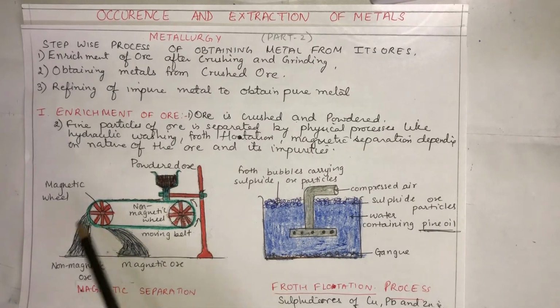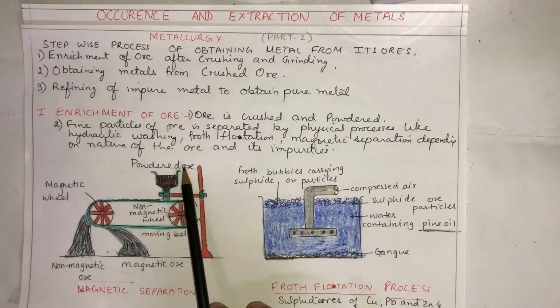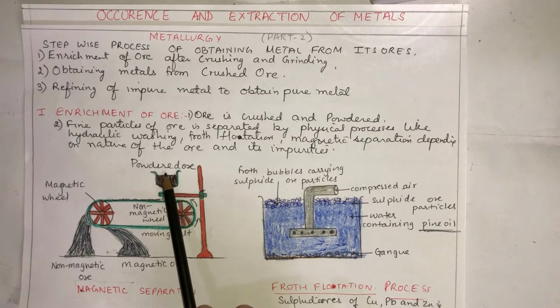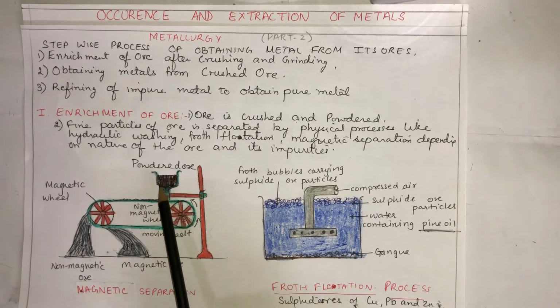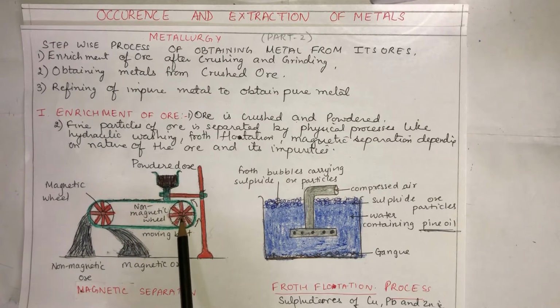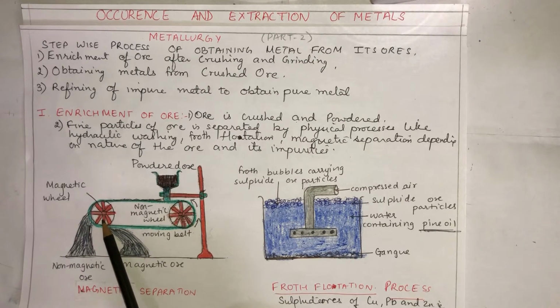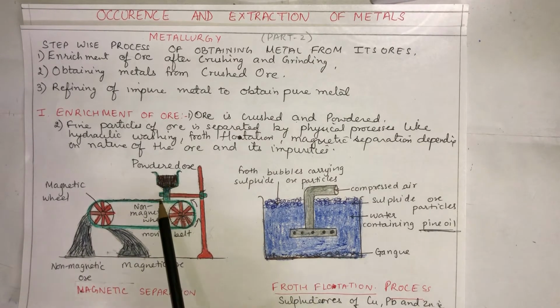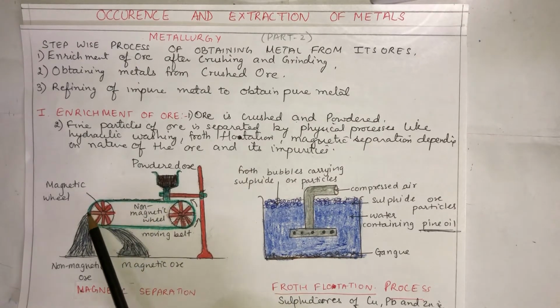In this magnetic separation method, this powdered ore is induced from this funnel on a belt. Now there are two wheels in this belt. This is the non-magnetic wheel and this is the magnetic wheel. Now when you induce your powdered ore over this belt, the ore starts moving in this way.